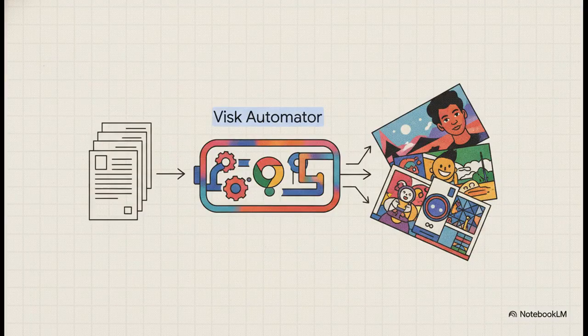Easy. Oh, and here's a pro tip. This is a huge time saver. Instead of generating those images one by one by one, you can grab a Chrome extension called Visk Automator. It lets you just paste your whole list of prompts in at once and generate all the images in a single batch. It's a game changer.